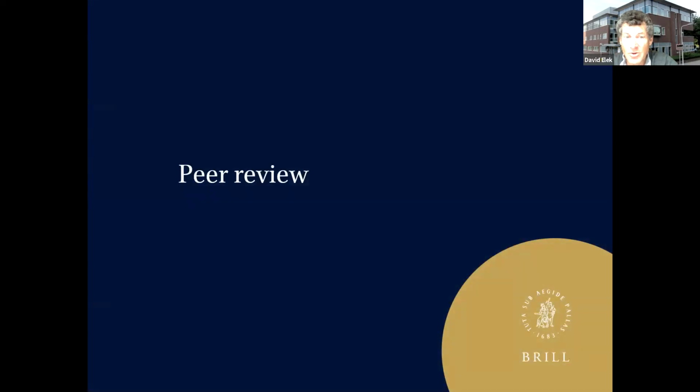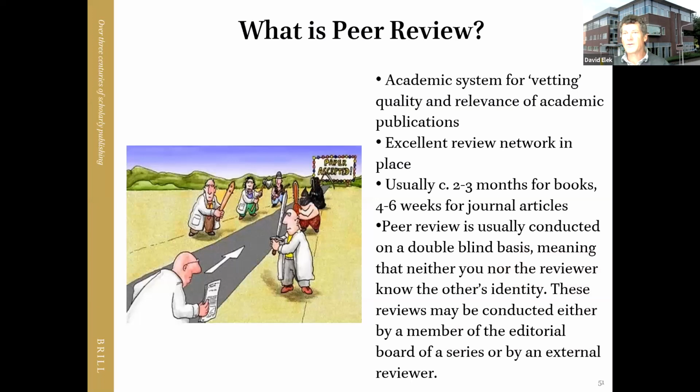Now, a few slides on the peer review process. What is peer review? It's an academic system for vetting the quality and relevance of academic publications. There is a huge review network in place already, and it takes about 2 to 3 months for books and 4 to 6 weeks for articles to be peer reviewed. Usually it's done on a double-blind basis, meaning that you don't know the reviewer's identity and they don't know your identity. You send it in, the editorial board will send it to a reviewer. You don't know who's reviewing your book or article. They don't know who you are. It keeps it impartial. And it may be done by the board or an external reviewer.